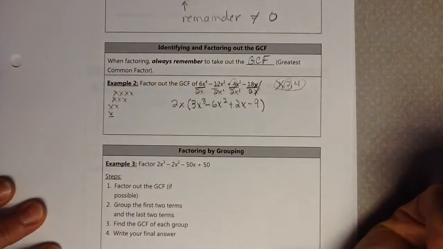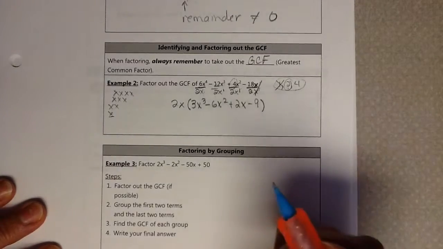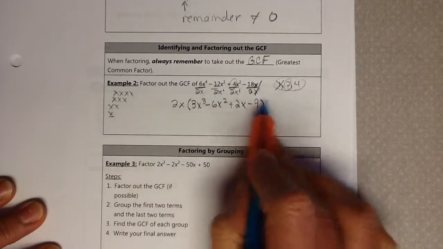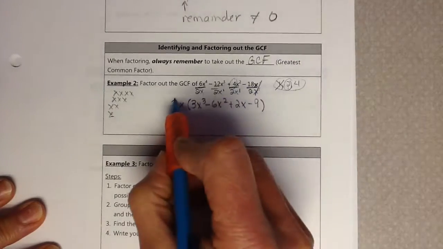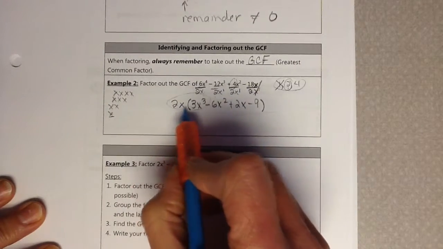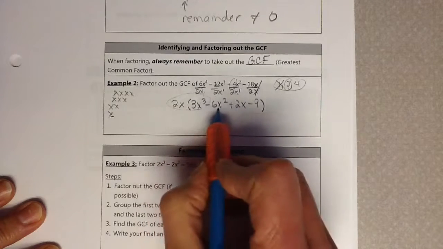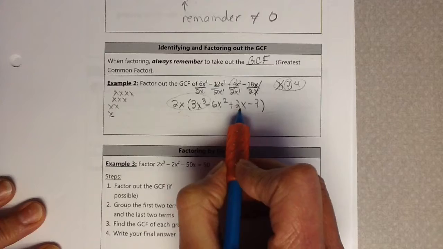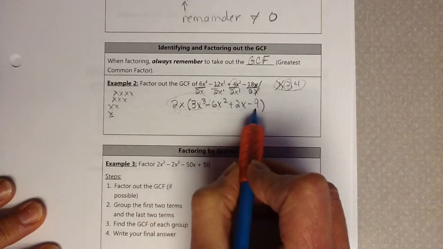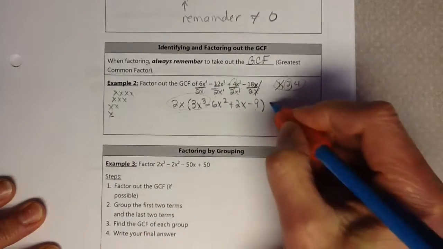Now whenever you factor out a greatest common factor, whatever you have as your factored form should be the same as the original problem. So if we multiply these back together, we're going to get 6x to the 4th. Multiply these, we'll get minus 12x cubed. Multiplying these, we get plus 4x squared. And multiplying here, we get minus 18x. So we know that we did that.